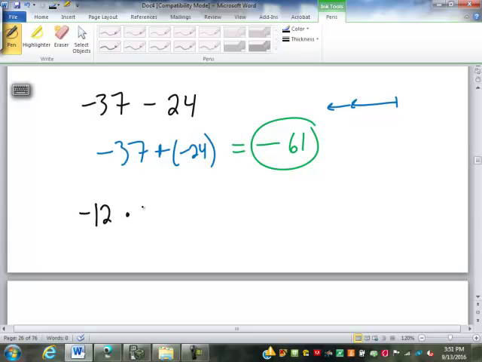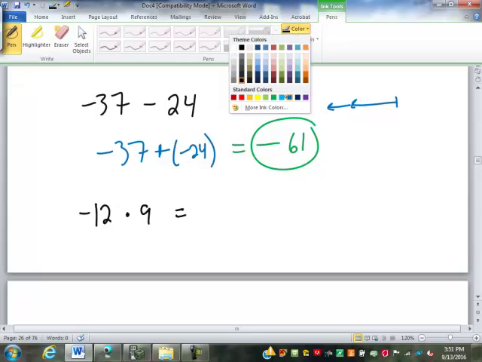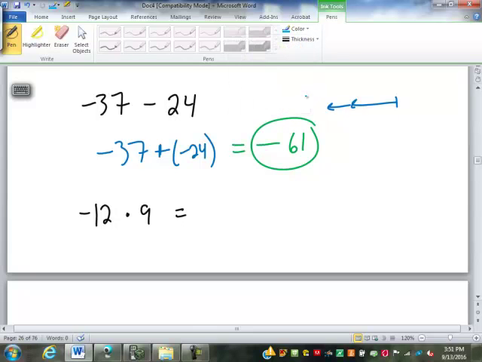Or we had negative 12 times 9. When we multiplied with our integers, we looked at the signs. What's a negative times a positive? A negative. Then we just multiplied the numbers. 12 times 9, 108.